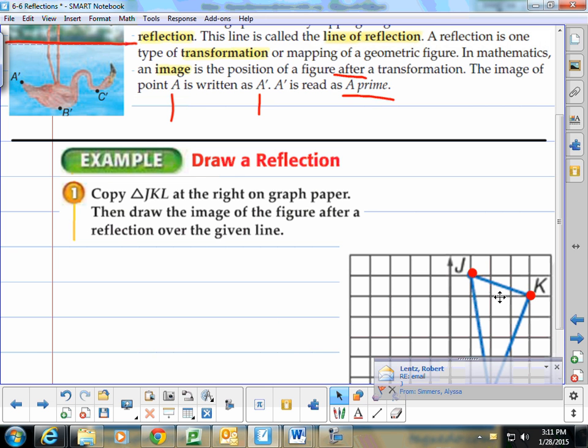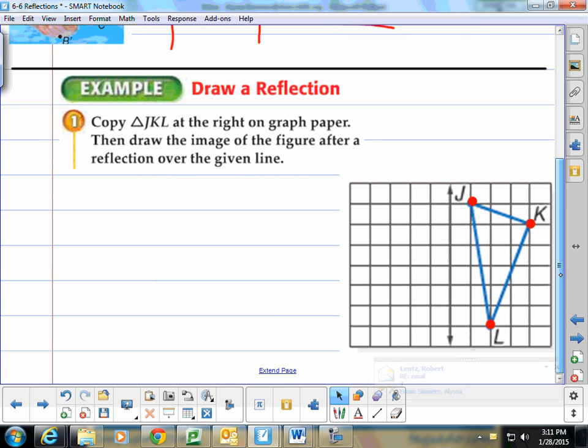So with the notes that I have given to you, please leave them out with you and follow along. We have right here, example 1, drawing a reflection. We have triangle JKL at the right, and put that on a graph paper. So right now, with the graph paper you're given, this is on there, so you don't necessarily have to copy it down right now. If you don't have the notes with you, you are going to have to copy it down. So you're going to have to notice what points J and K are on. Then you're going to draw the image after reflection over the given line. So we're going to draw a reflection over the line that is highlighted here.